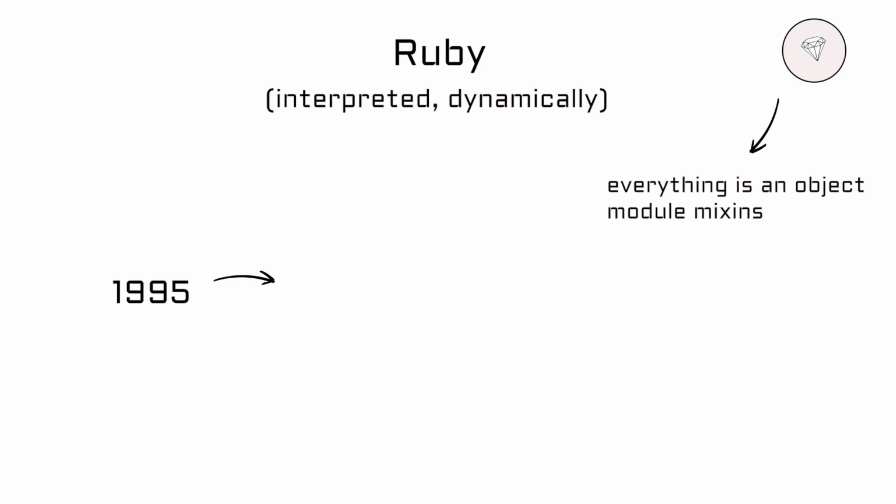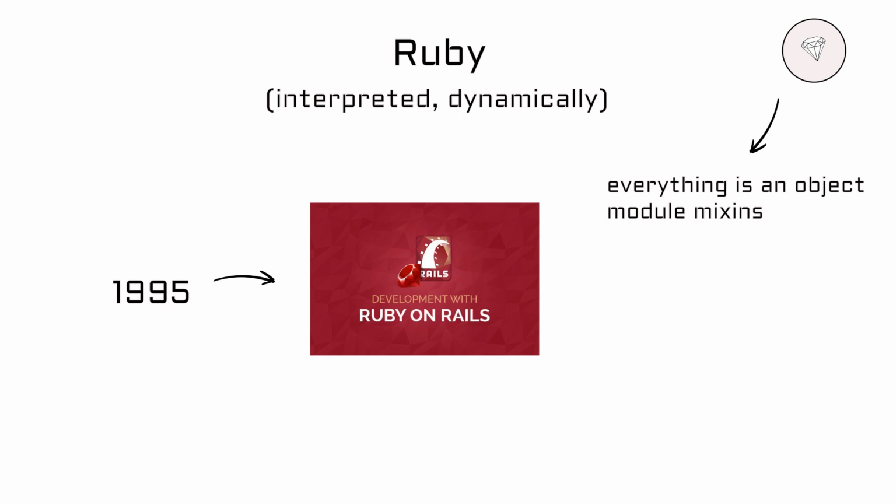Ruby. Ruby is an interpreted, dynamically typed programming language released in 1995. Its core features include everything is an object and module mixins. Ruby is best known for powering the web framework Ruby on Rails, which fueled the early internet startup boom. While its popularity has declined in new projects, Ruby still runs behind many legacy websites and scripting tools today.